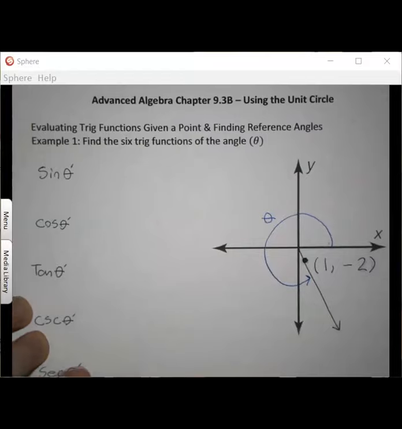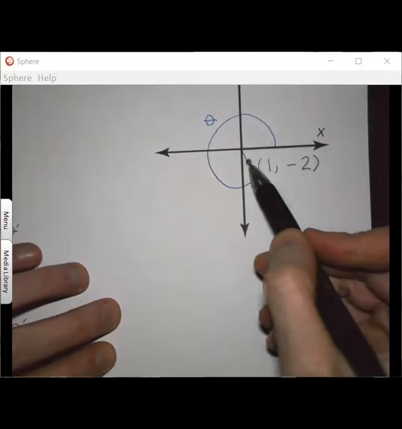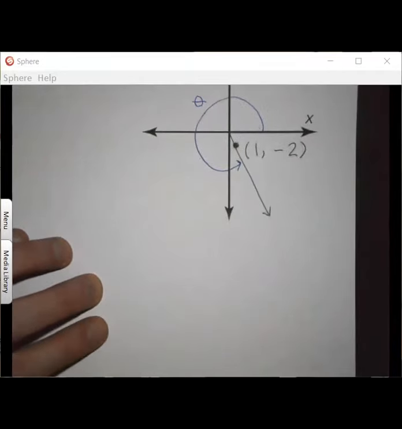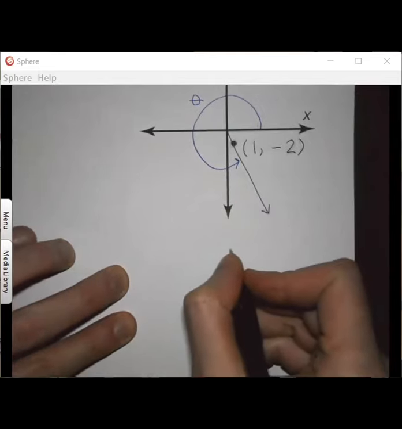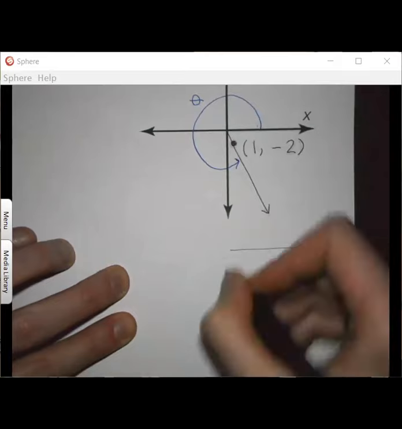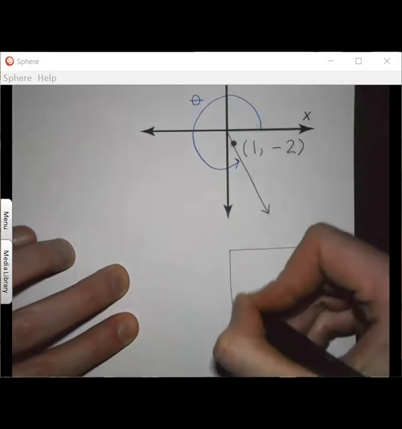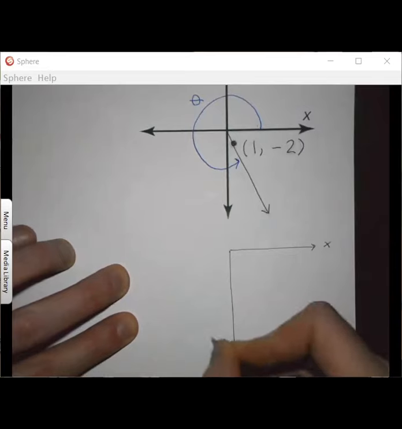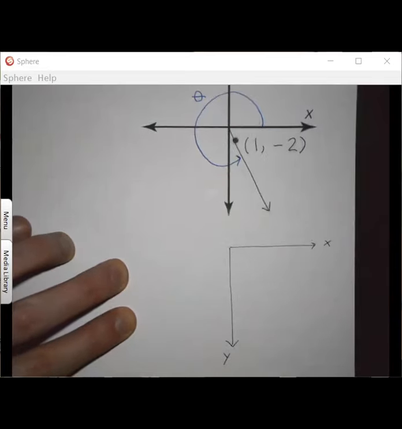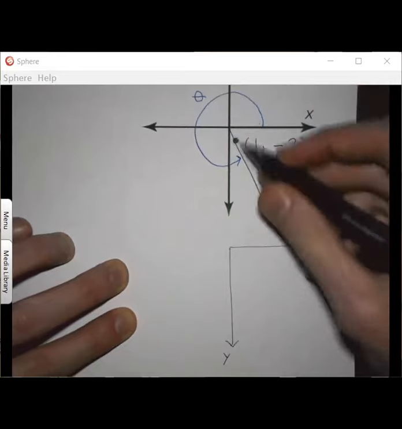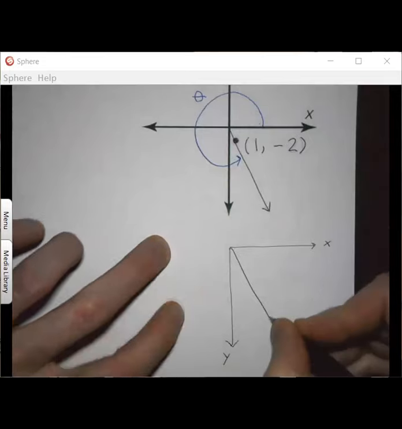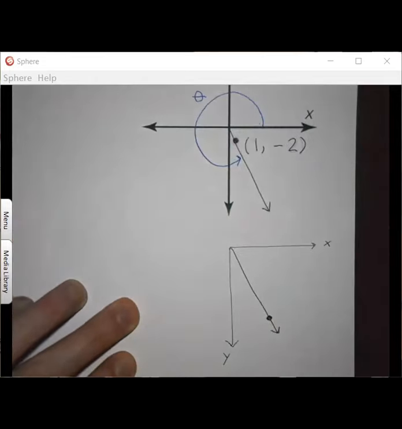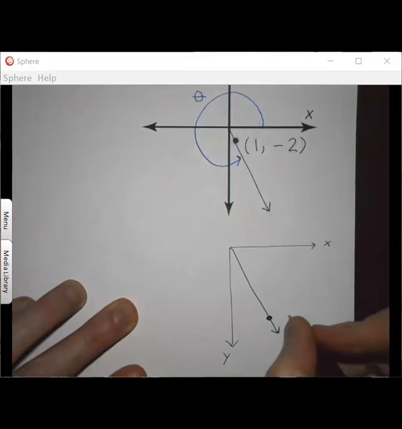Now the way we're going to do this is I'm going to exaggerate that point, and then we're going to make a triangle out of it. So I'm going to draw just this quadrant for my x and y axis. I'm going to put in my line, but I'm going to exaggerate that point so we have more room. So let's say my point is there. That's still going to be my point 1, minus 2.